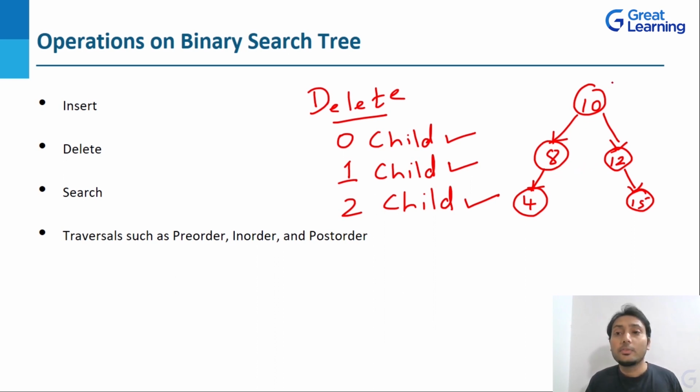Now if you want to delete the root node 10, which has two children, 8 and 12, one possible solution is this: if you want to make the root node from the left subtree, then you have to consider the highest value among the left subtree, which is 8. If you want to select the root node from the right subtree, then you should consider the least value from the right subtree, so it could be 12. So that is your delete operation.